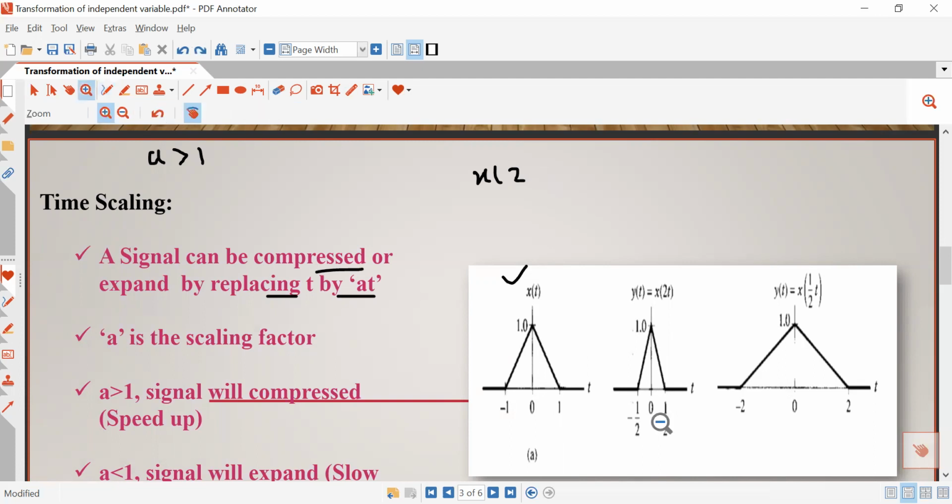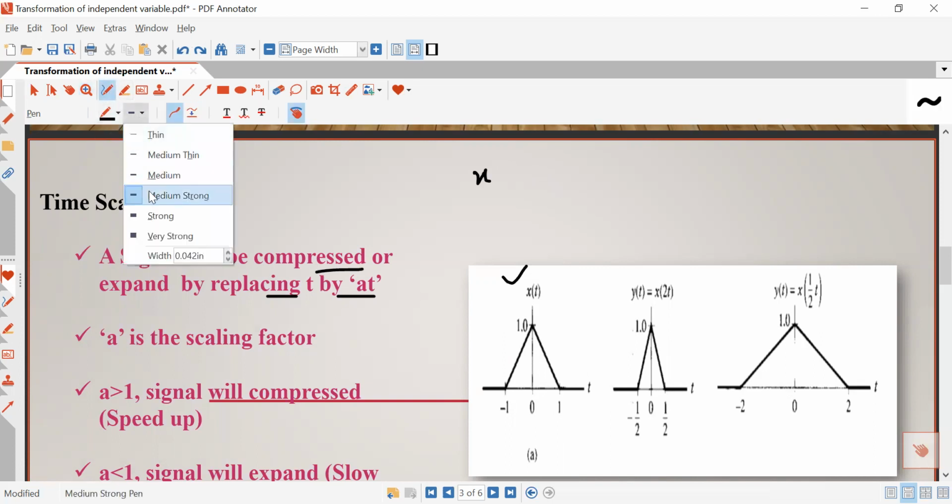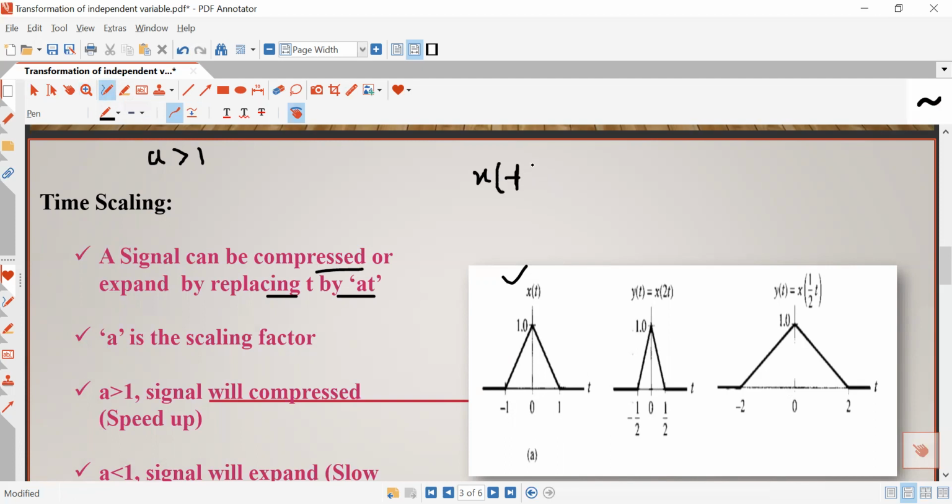Similarly, if you want to determine x(t by 2), here a is 1 by 2, which is less than 1. So the signal will expand. And what will be the coordinate which exists on the time axis? What will be the new coordinate for this expanded signal? Here a is 1 by 2, so you just have to divide both coordinates by 1 by 2.